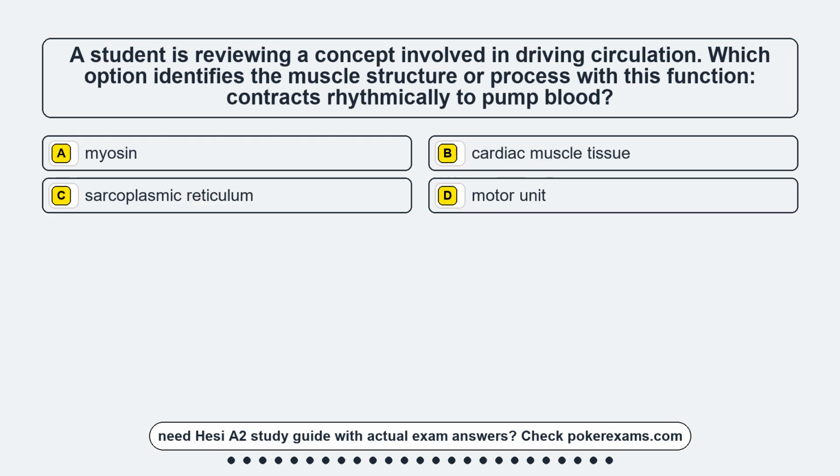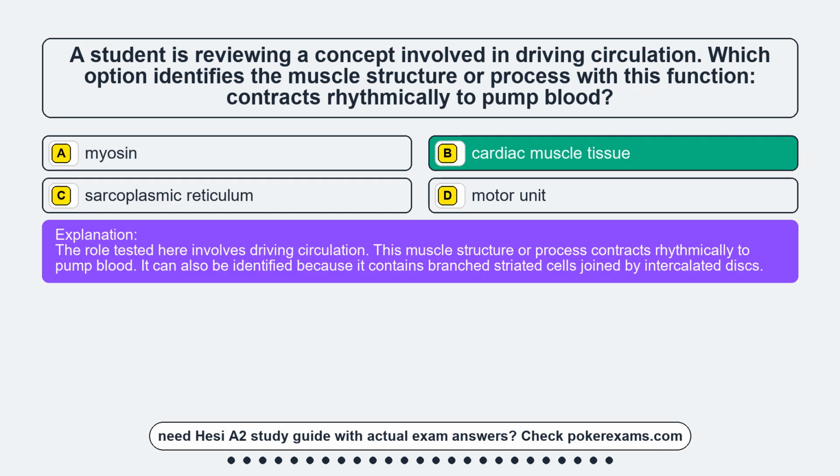Question 13. A student is reviewing a concept involved in driving circulation. Which option identifies the muscle structure or process with this function, contracts rhythmically to pump blood? Option A, myosin. Option B, cardiac muscle tissue. Option C, sarcoplasmic reticulum. Option D, motor unit. The correct answer is option B, cardiac muscle tissue.